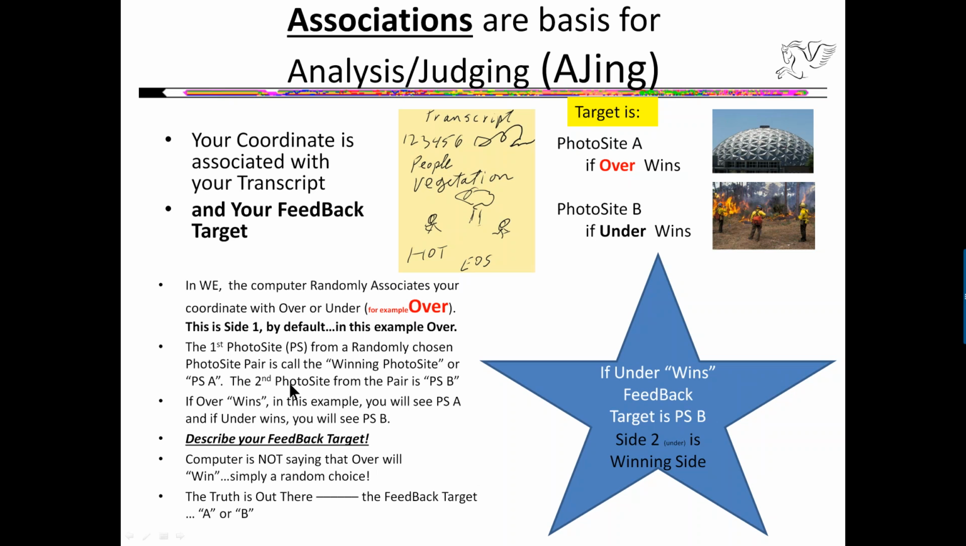However, WE has this feature, and we think it's actually a very valuable feature, of permitting 2 coordinates. So you can actually get a second coordinate. So in this example, let's imagine the second coordinate was 654321, the exact opposite. You now have a chance of doing a second transcript. So you have 2 chances of matching. Because notice side 2 would, in this example, be associated with under.